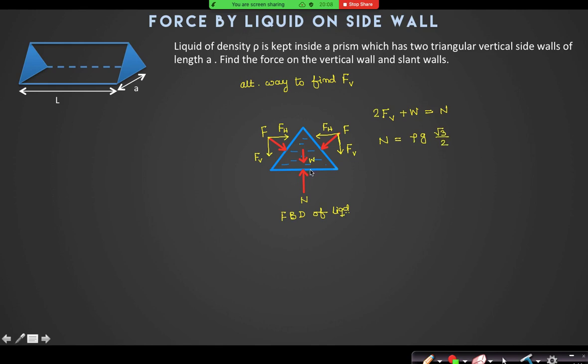N is the force the liquid is offering to the base, and the base is offering the same force. What is the force on the base? That is very easy to calculate. It is rho g into h multiplied by the area of the base, which is a into L. Pressure at the bottom is rho g h, where h means root 3 a by 2, multiplied by the base area, which is a into L. So I have got N equals rho g a square root 3 by 2 into L.